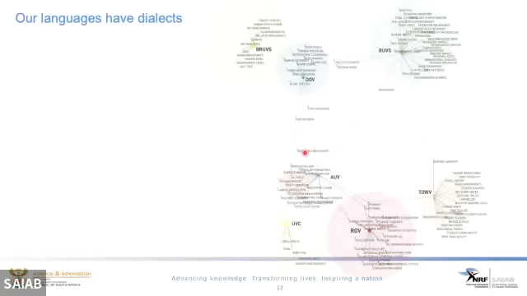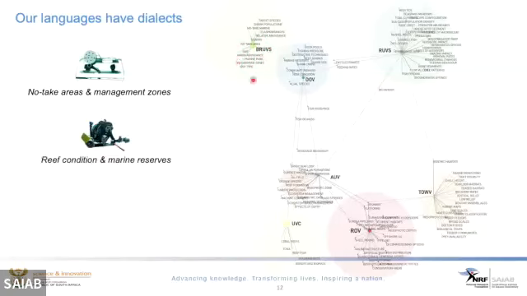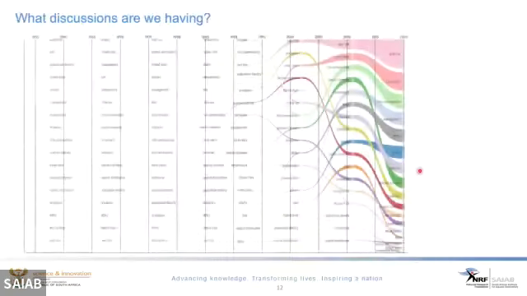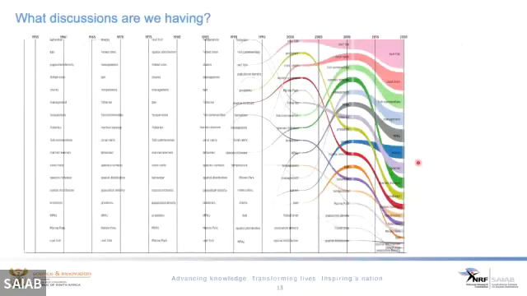So that's our community and those are our languages. But as it turns out, we also have dialects. Each of the visual sensors methods has its own unique dialect or discourse, with browsers characterized by terms such as no-take areas and management, diver operated video by reef condition, UVC by coral reefs and reef fish, and ROVs by mesophotic reefs and offshore oil. So that's how we communicate in a nutshell.